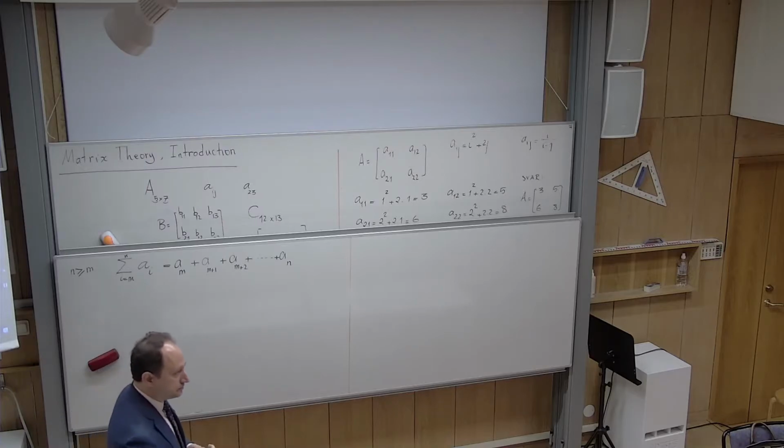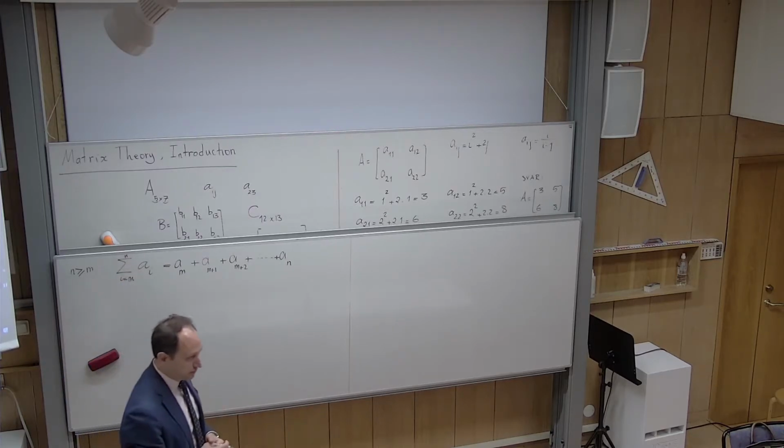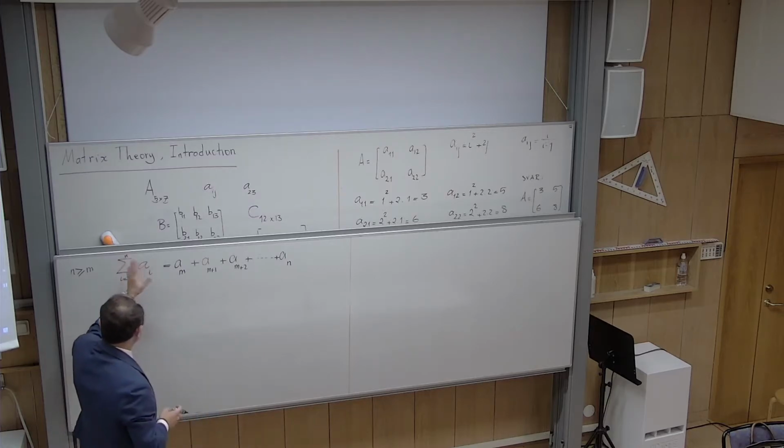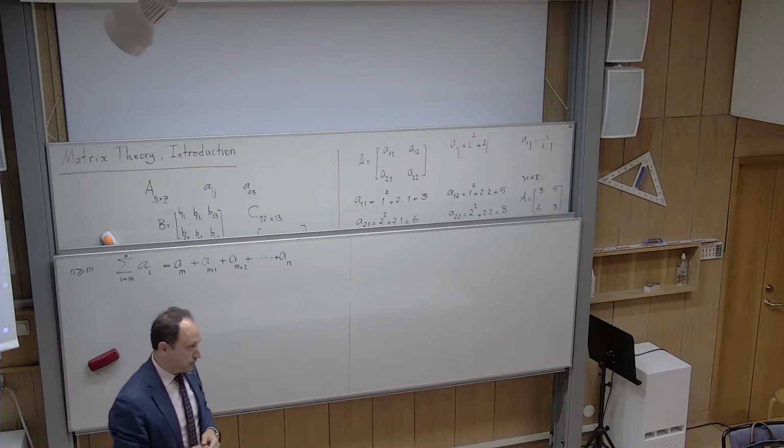Yes? Well, what if n is a decimal? No, n cannot be a decimal. By definition, m and n have to be integers. Otherwise, it is not defined properly. So this symbol that you see is only defined when these two numbers are integers, and the number above is at least equal to the number below. That's the way you have to define the sigma.